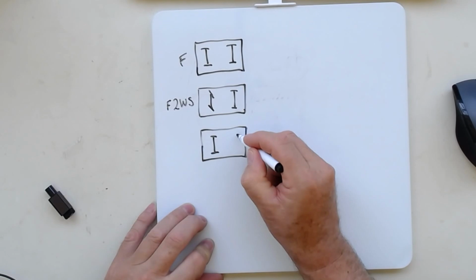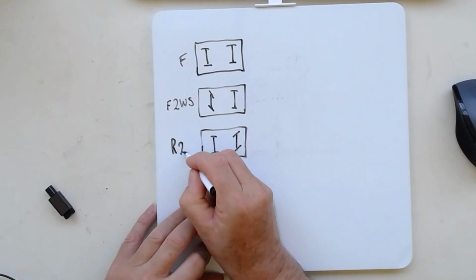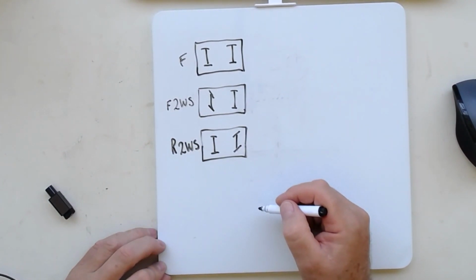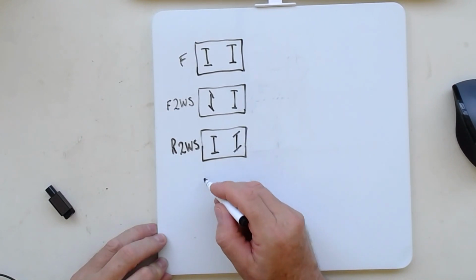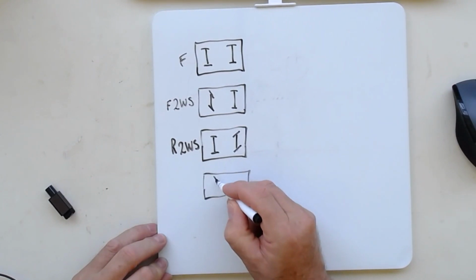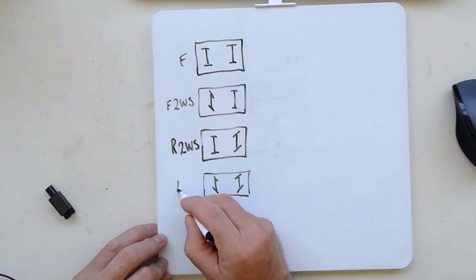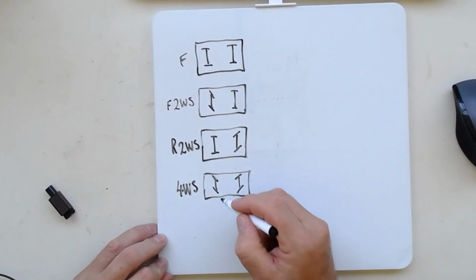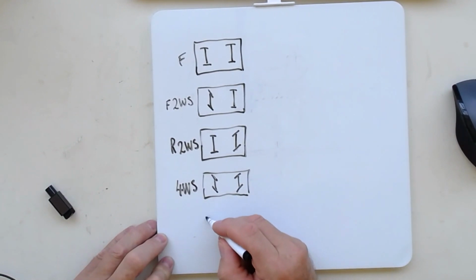But something like this is rear two-wheel steer. And if you think that's unusual, look at a forklift. They're nearly all like that. Now we're starting to get complicated. That's four-wheel steer. So the vehicle turns as tightly as possible. And one last one.